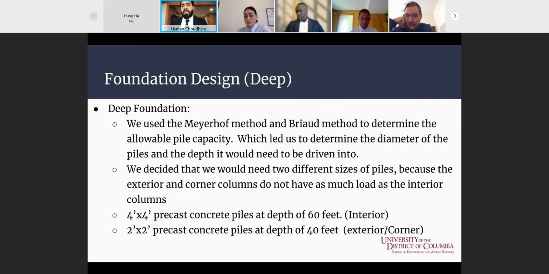For the deep foundation, we decided to use precast concrete piles. We used the Meyerhof method and the Brinch Hansen method to determine the allowable pile capacity, which led us to determine the diameter of the pile and the depth it would need to be driven into. We decided that we would need two different sizes of piles because the exterior and the corner columns do not carry the same load as the interior column. Therefore, there's no need to over-engineer the capacity. For interior columns, we used a 4 feet by 4 feet pile driven at a depth of 60 feet. For exterior columns and corner columns, we will use a 2 by 2 pile driven at a depth of 40 feet.